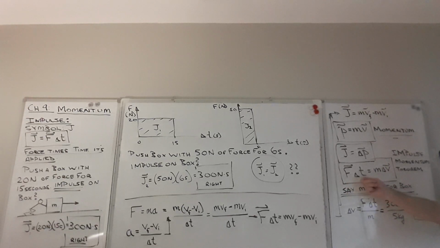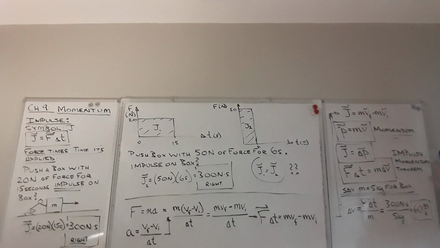Now, here's the impulse equation. Force times the change in time the force is applied is equal to the mass of the object times its change in velocity. So this is the impulse momentum theorem. And by the way, this is really just a restatement of Newton's second law, right? You can divide through by delta t, and you've got Newton's second law. F is equal to m delta v over delta t, which is just m a, acceleration.